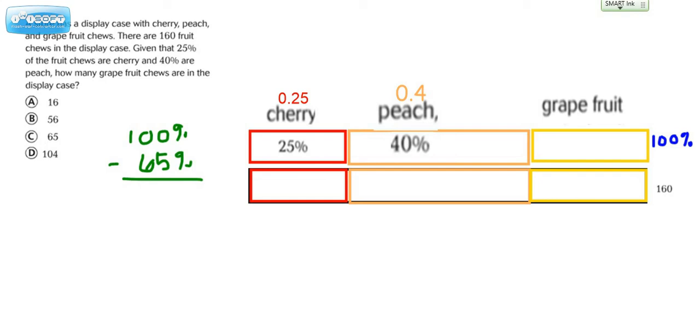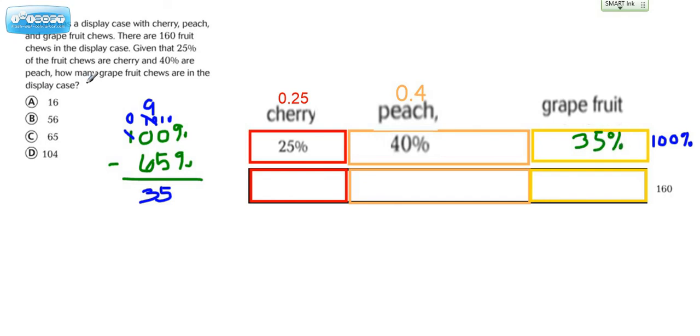All right, so if we subtract, we can't take 5 away from 0, we can't take 6 away from 0, so that's going to become that, but only temporarily. This will become a 9, so that this can be a 10. 10 minus 5 is 5, and 9 minus 6 is 3. So we're looking at 35% grapefruit chews.